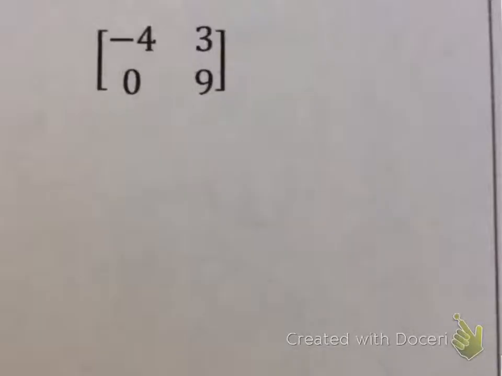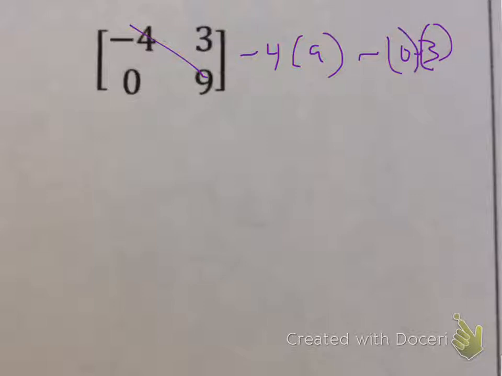So the first thing we have to do is find the determinant. So our determinant is going to be -4 times 9, this direction, minus 0 times 3. So when we multiply that, oh, that's not looking like a multiply sign. I'll just put some parentheses in there, I guess. This will be a -36, and then it would be minus 0. So -36 is my determinant.